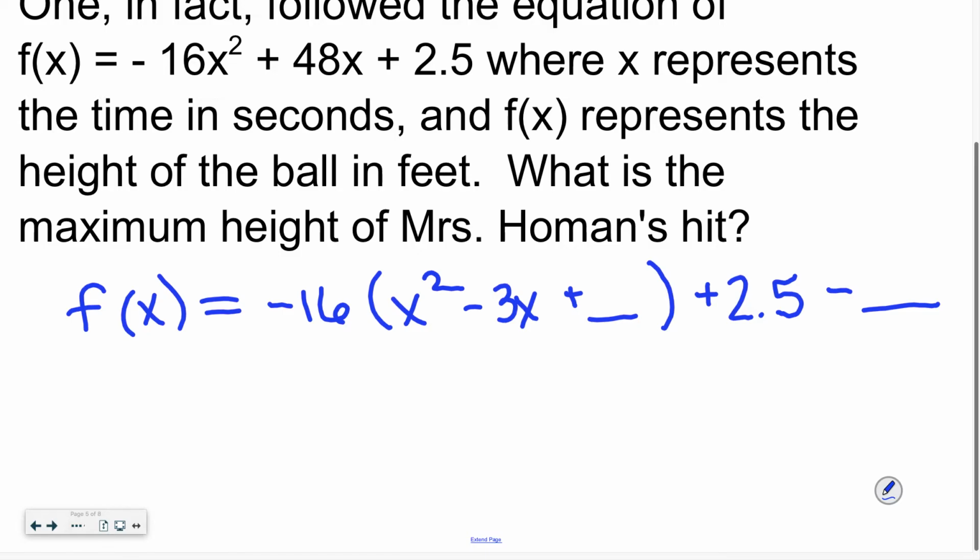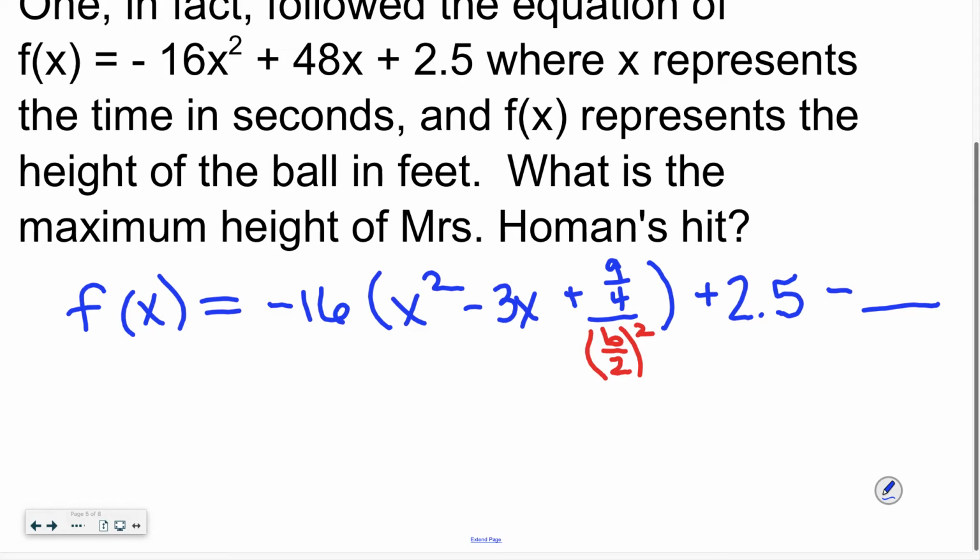Remember that this is b over 2 squared. What is b over 2, first of all? 1.5. Yep. So I'm going to say 3 halves for right now. We can change it. 3 halves squared would be 9/4. So I'm going to write 9/4.